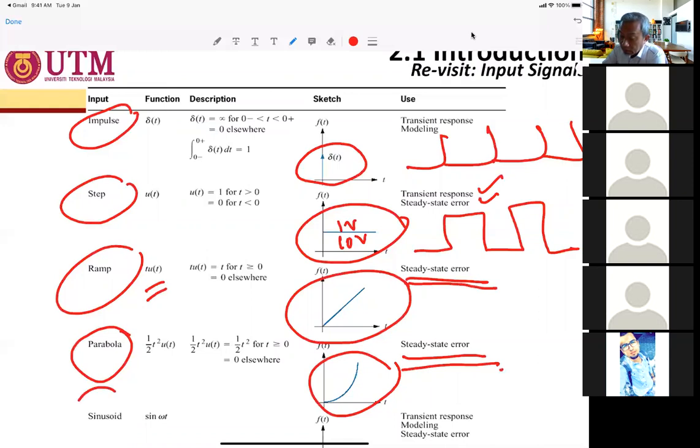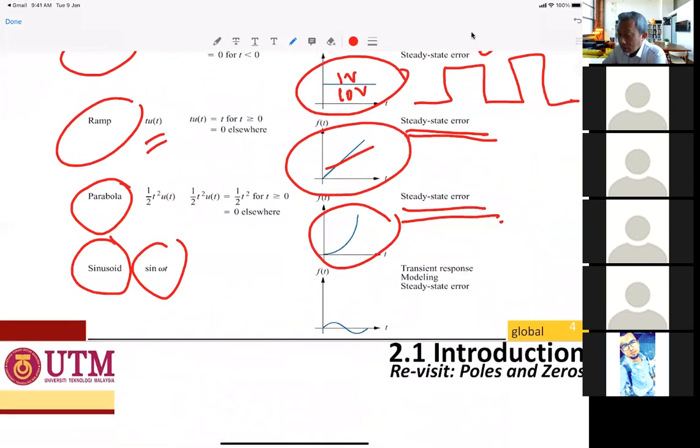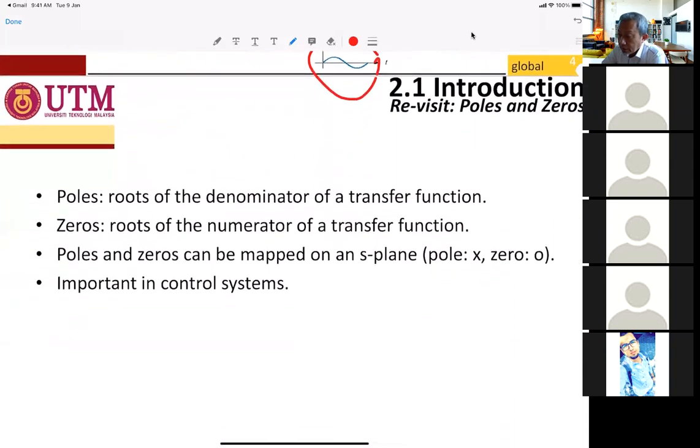The last one, but not least, is the sine wave, which is sin(omega t). Okay, the shape of it is like this, is one of the input signals for frequency response, which is used for transient response, modeling, and steady state error.